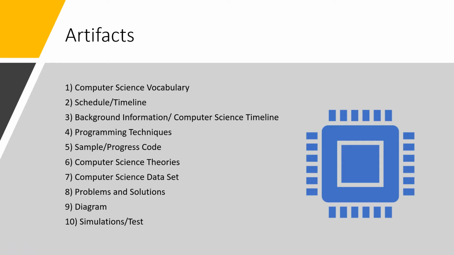With my product, I also made 10 different artifacts, which are computer science vocabulary, schedule/timeline, background information on computer science, programming techniques, samples/progress code, computer science theories, computer science datasets, problems and solutions, diagrams, and simulations/tests, all of which can be found on my Weebly.